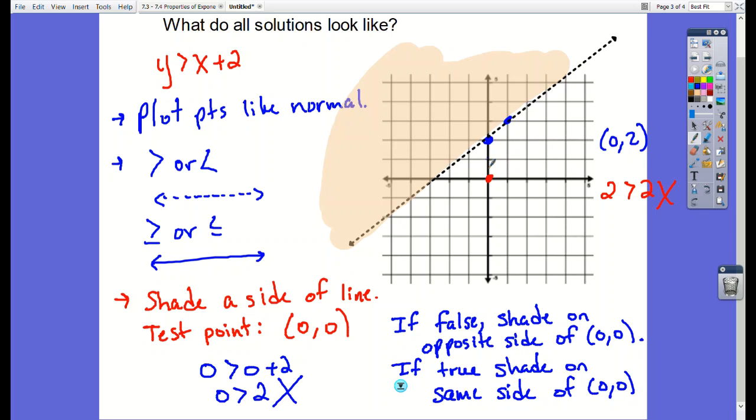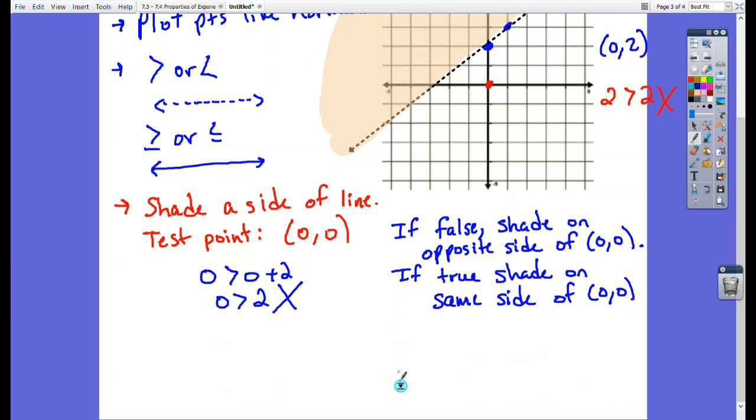Okay. Now I want you guys to use this during class, but I'm also going to show you a trick. So when we go over the example problems, we're going to do both. We'll check the test point, and we're going to use this trick. This is going to be much easier to do. So I'll make a little note.